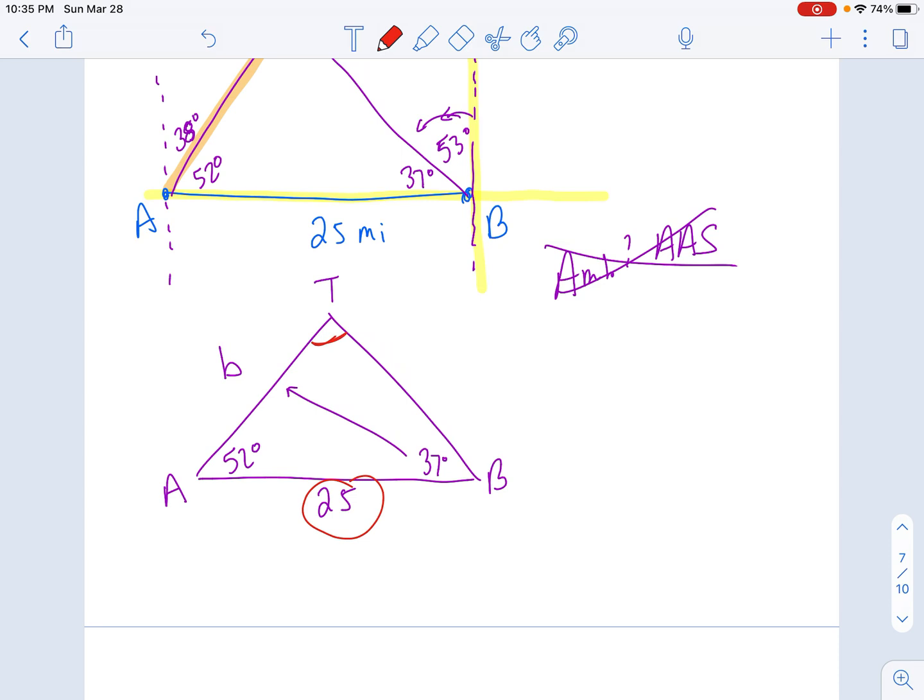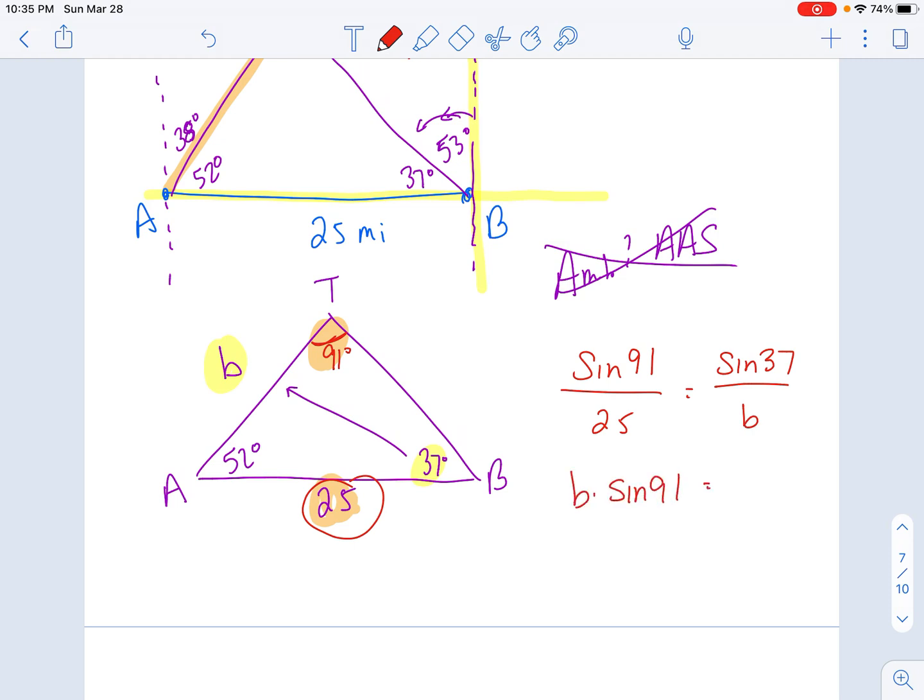Because we know this side down here, we've got to figure out this angle. So if I take 180 and subtract 52 and 37, that gives me 91 degrees. We're close to doing SOHCAHTOA, but unfortunately that's 91 degrees, so we have to do the law of sines. I do have a full fraction. I've got 91 degrees and 25, so I can do sine of 91 over 25. Since I'm looking for the distance from A to the tornado, I'm going to use angle B and little b. Angle B is 37, so it's sine of 37 over little b.